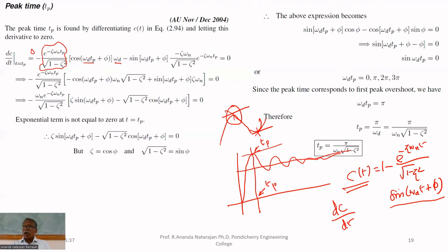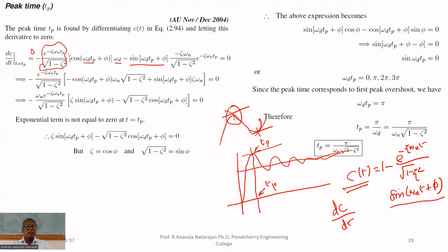So, product function, derivative of AB. We differentiate cos omega d tp plus phi. We got differentiation of sine omega d tp multiplied by omega d, minus. Now we have to keep this as such: sine omega d tp plus phi we are keeping as such, and differentiating this part, e power minus zeta omega n tp.